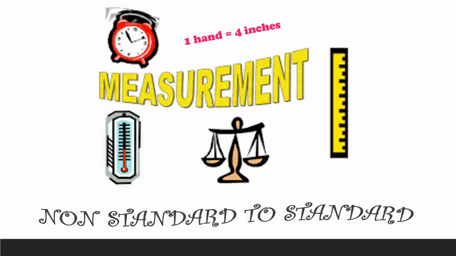1 hand is equivalent to 4 inches. 1 foot is equivalent to 12 inches. And 1 yard is equivalent to 3 feet or 36 inches. Ito lamang ang ilan sa mga tinatawag nating US customary English system. The other one naman is what we call the metric system. Now let us compare the two.